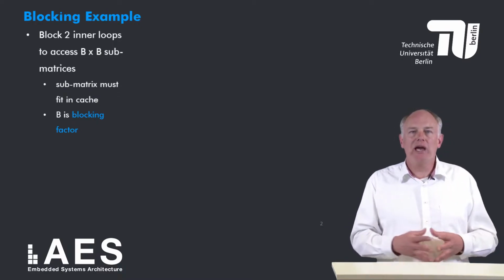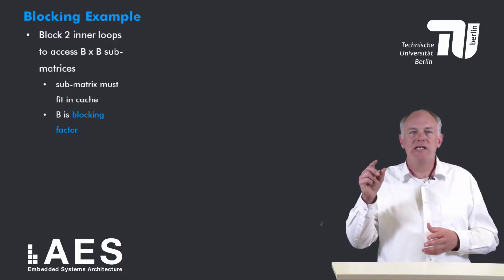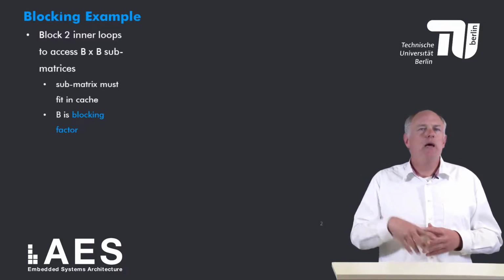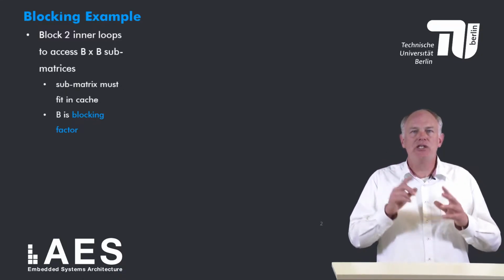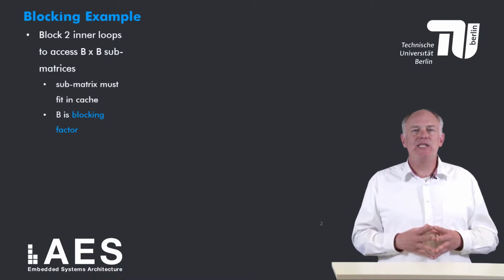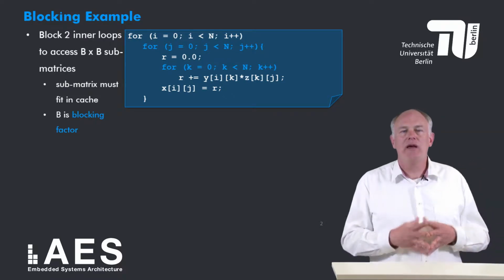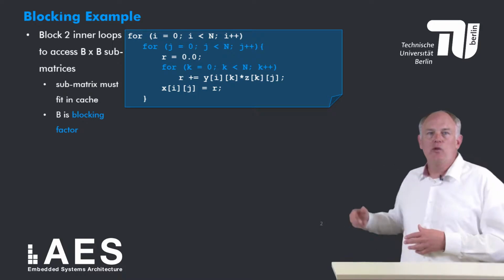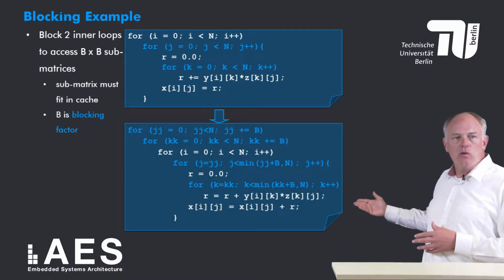When we apply blocking, we should block the two inner loops such that the two inner loops access B times B submatrices. B is called the blocking factor and should be chosen in such a way that a B times B submatrix fits in the cache. Let's look at matrix multiplication to make this more concrete. Here's our matrix multiplication code with the two inner loops highlighted in blue. And here's the code after blocking.